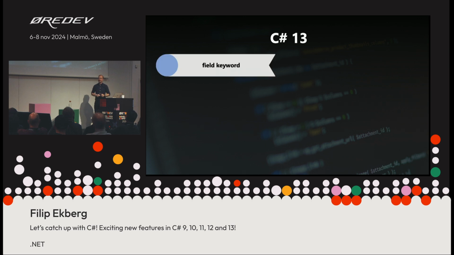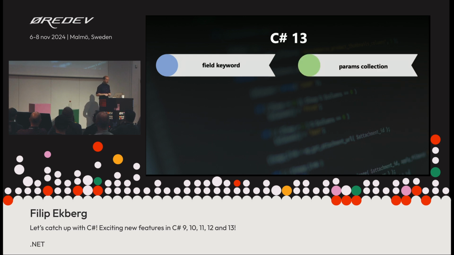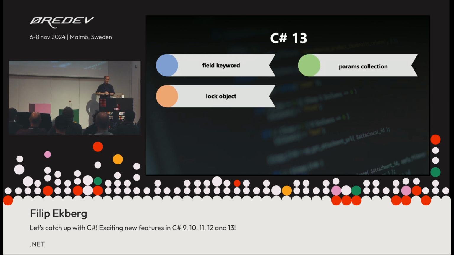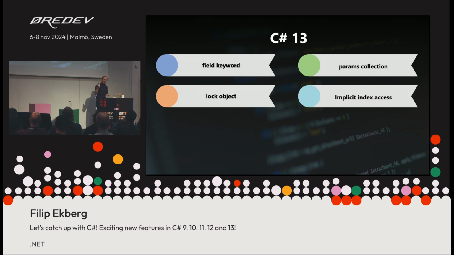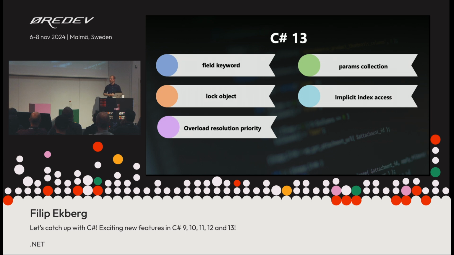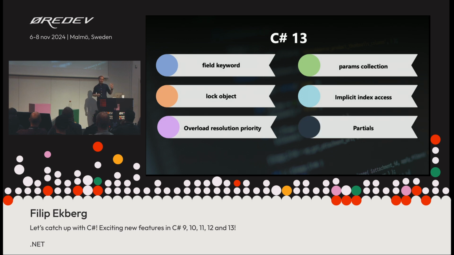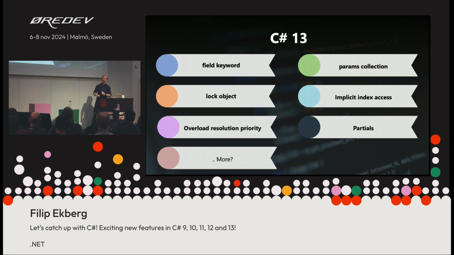One of these is a new field keyword. So if you have an auto property and you've ever wanted to do anything like modify the value slightly before setting the private backing field, you haven't been able to do so. But now there's a new keyword called field, so you can reference that generated backing field. There's also ways to use params with collections. There's a new lock object semantics. There's implicit index access, overload resolution priority, partial improvements, and potentially a couple of more things.